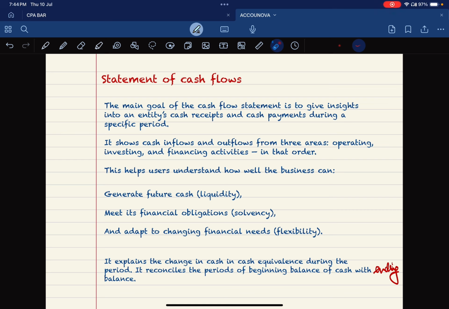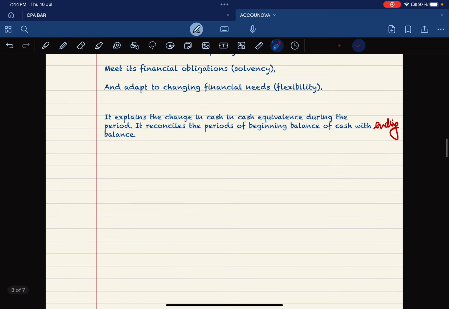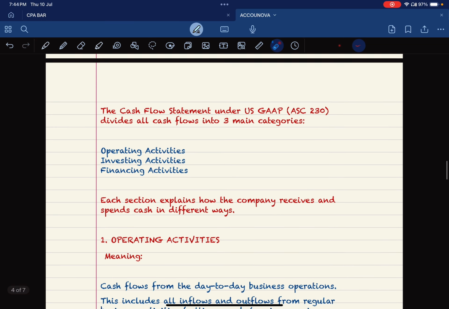As we proceed, we will also be seeing a lengthy example to understand what it is. But for now, let's understand what cash flows are, then operating activities, investing activities, and financing activities. Once we understand all these topics briefly, then we will go and solve an example so that you will understand completely. So let's proceed to the next topic.